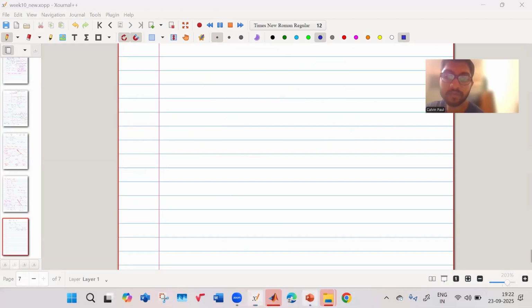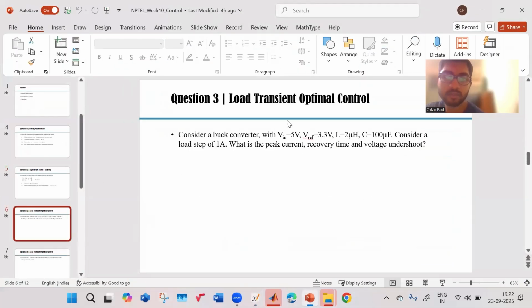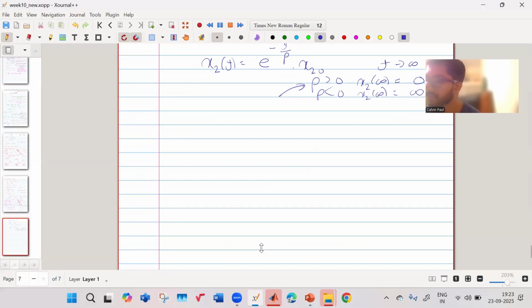Let's go to the next question. Question 3, load transient optimal control. So let us say Vin is 5 volt, Vref is 3.3 volt, L is 2 microhenry, C is 100 microfarad. Okay. So question 3 is for a load transient.